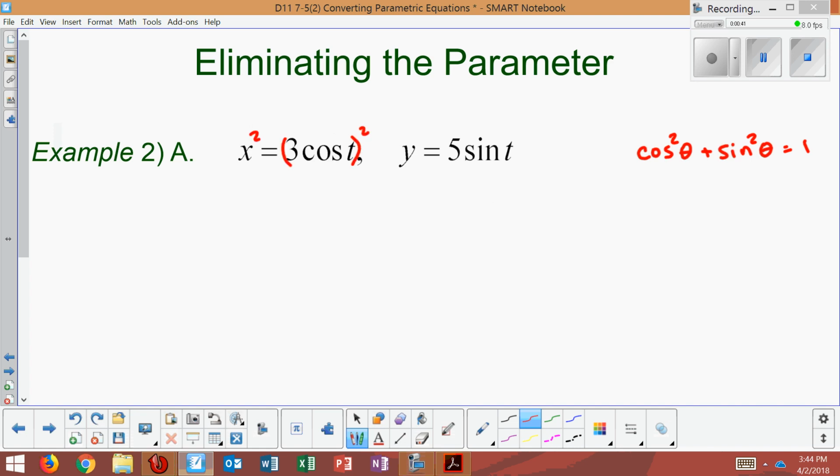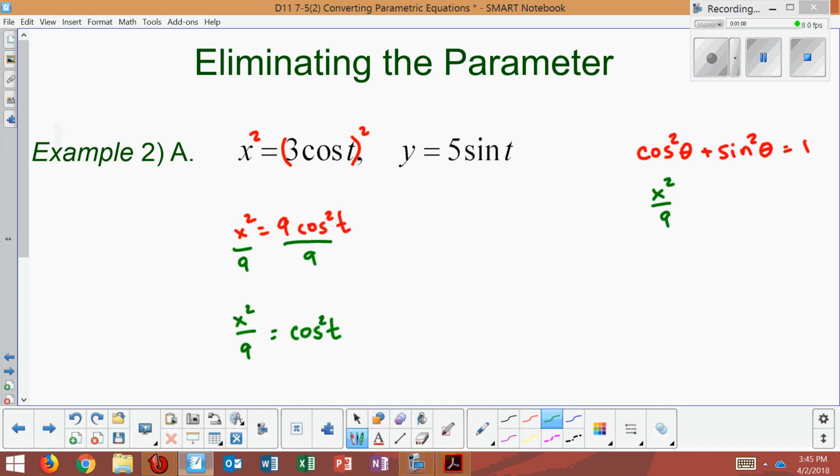When I square both sides here, I'm going to have x squared equals 9 cosine squared t. Now the next step to get cosine squared by itself is I'll divide both sides by 9. So now I know that x squared over 9 equals cosine squared t. Now that's what cosine squared t is, x squared over 9.